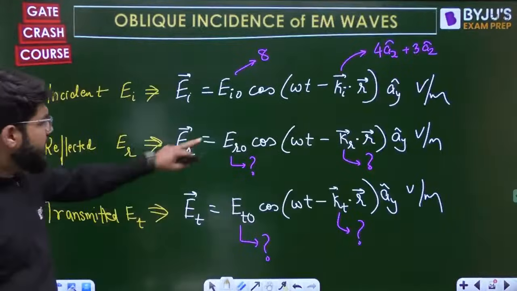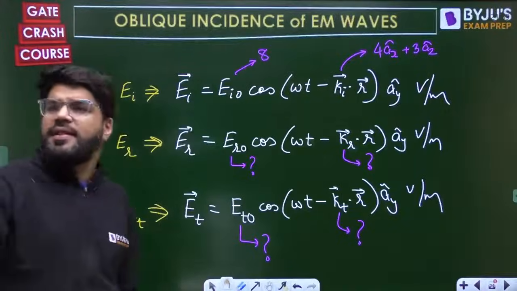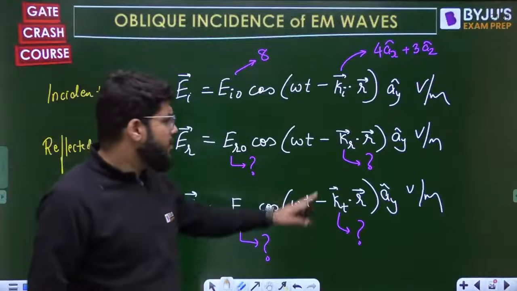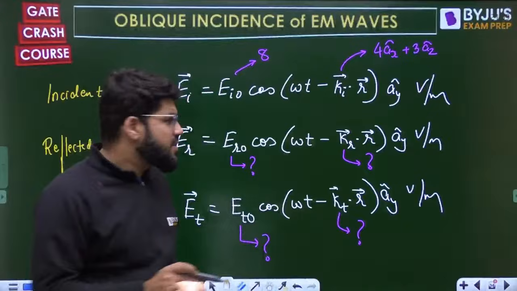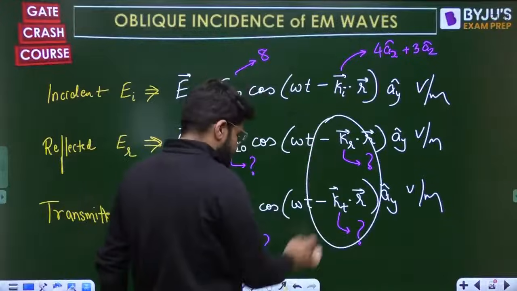So we know ER naught and ET naught. What is the only thing unknown now? KR and KT. I'll explain this. This requires some geometrical calculation.